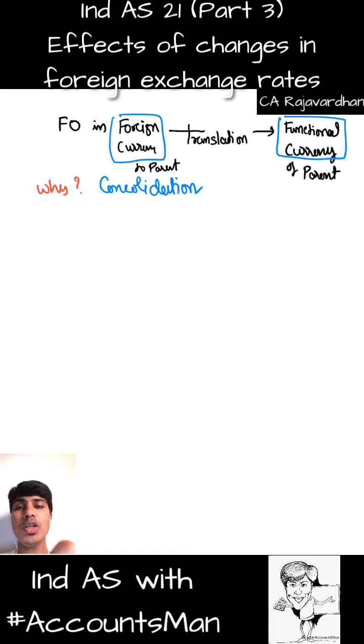When we say foreign currency to parent, what is this? Okay, I'll write it in a different color. This is my functional currency to the foreign operation. To the foreign operation it is functional currency, but to the parent it is foreign currency. So we need to convert that foreign currency to the parent's functional currency. That is what we're going to do in this specific standards part.